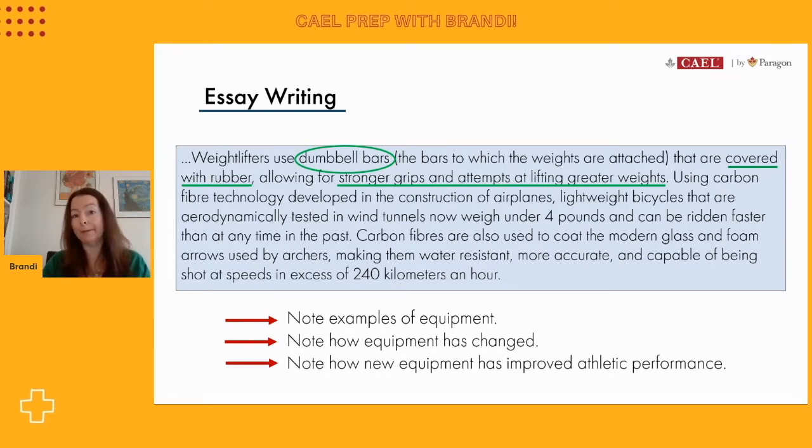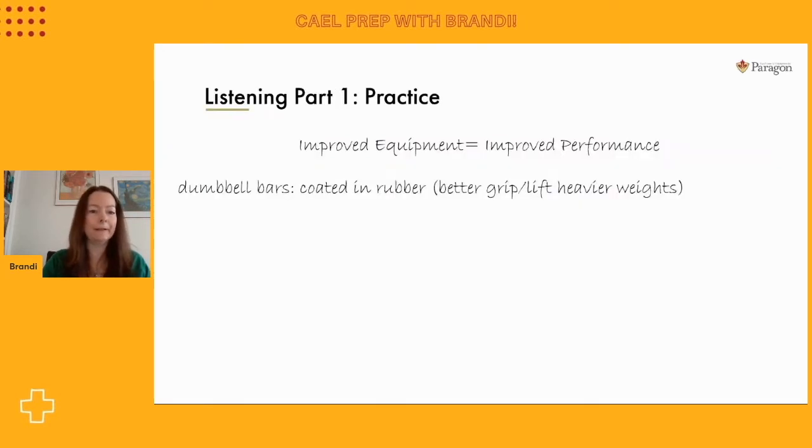So on your note paper or on your scratch pad on the computer, just in very basic terms, keep this simple for yourself. You don't need to worry about grammar or spelling or things like that. So I've just written down in summary, dumbbell bars. I need to mention the type of equipment we're talking about. It's been coated in rubber, and again, it allows better grips on those bars. That also allows athletes to lift heavier weights. So that will be a very fine piece or example to use in the body paragraph soon.